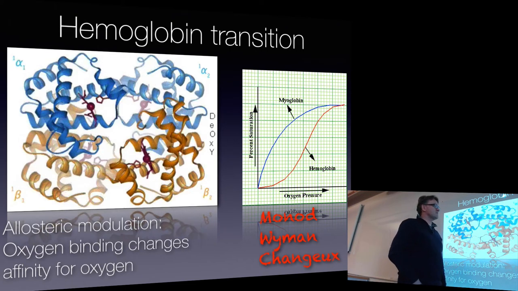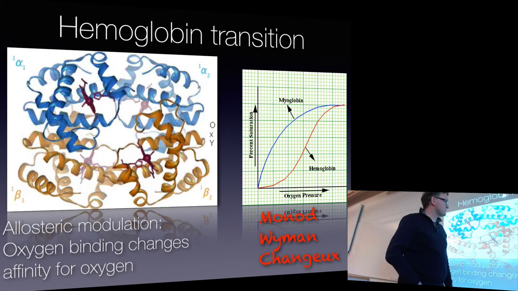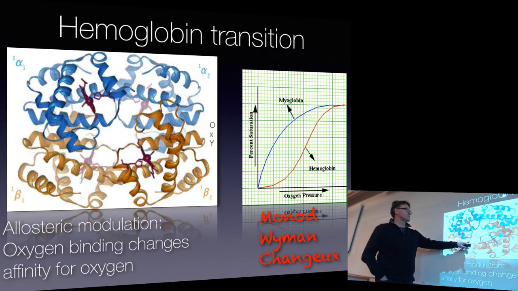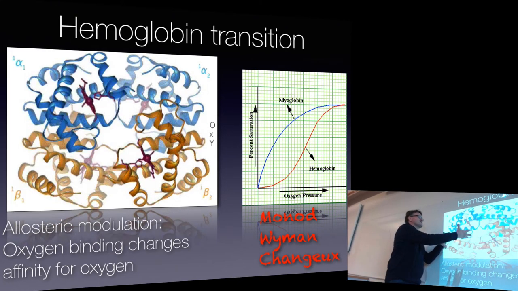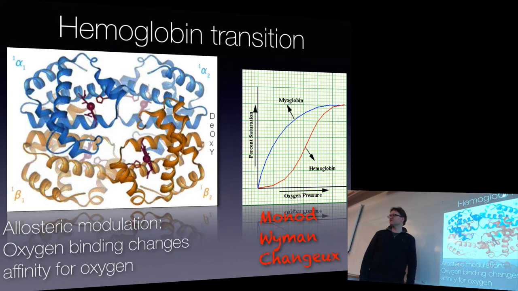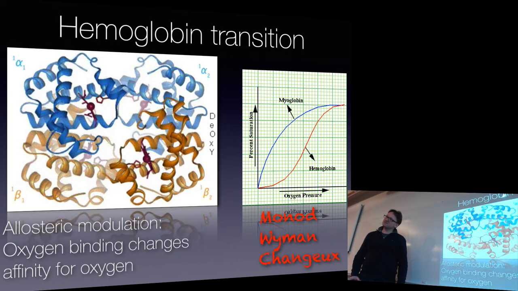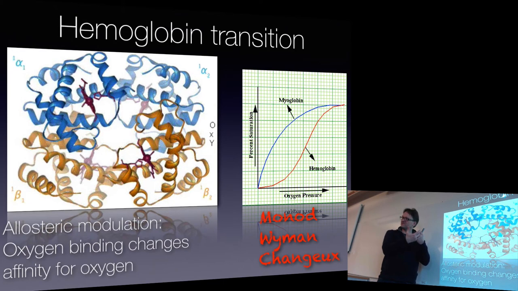And that means that the first oxygen molecule, it will bind it. But when you start binding more oxygen, the mere fact that you're binding oxygen induces a slight shift in the hemoglobin structure. And as hemoglobin undergoes this shift, it moves to a state with higher affinity for oxygen.